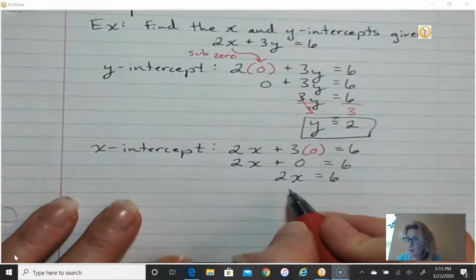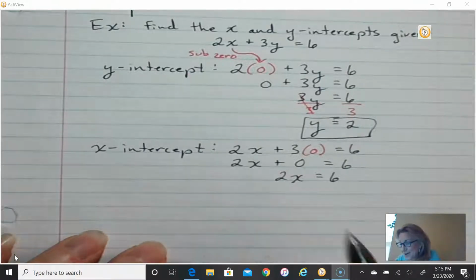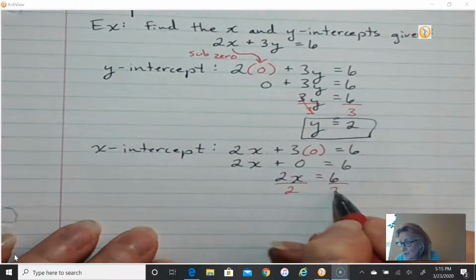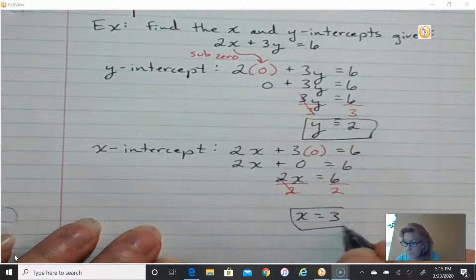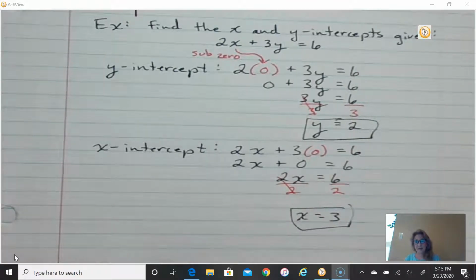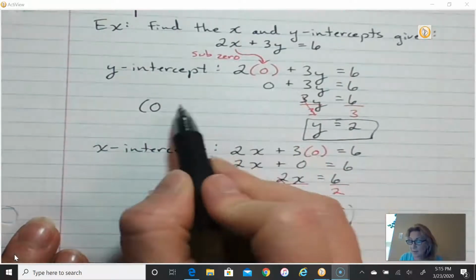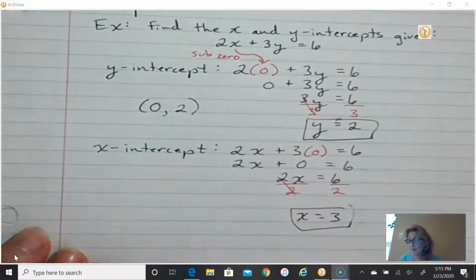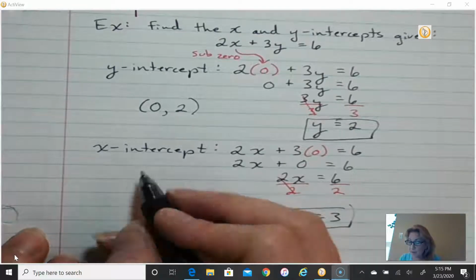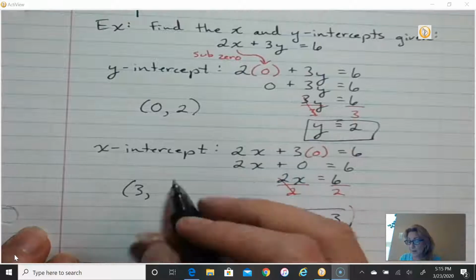By intruder alert, we need to isolate the variable. So we're going to divide both sides by 2. And I'm left with x equals 3. So then that is my x-intercept. Now it is written like this because x is 0. See how I did the x 0? And y is 2. That's really how it's written. Okay, and then this one, x is 3, and remember the y we put as 0.